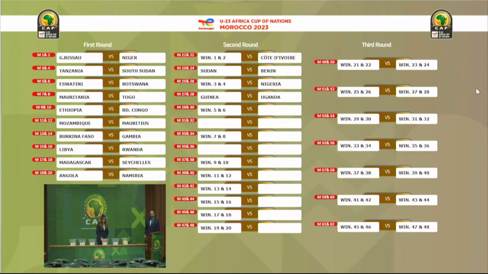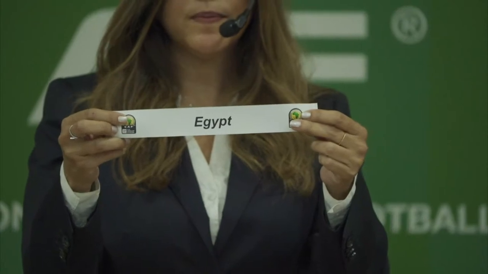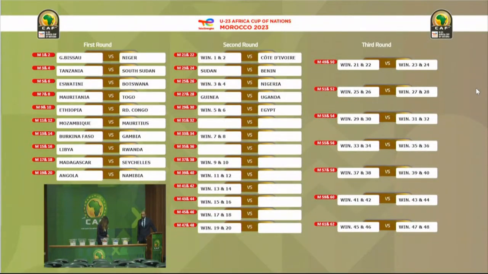Okay, let's move to the next team of level 1. Egypt. So Egypt is going to play against the winner of match 5 and 6, which is Eswatini-Botswana. We now take two balls from level 3. They will play against each other, and the winner will play versus the previous fixture, having winner 5 and 6 versus Egypt.